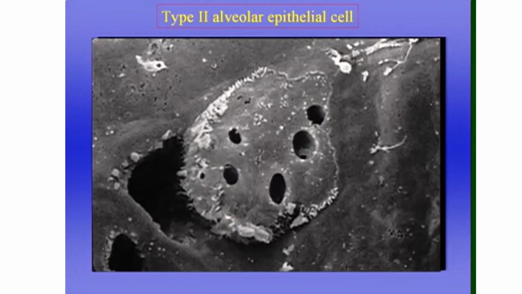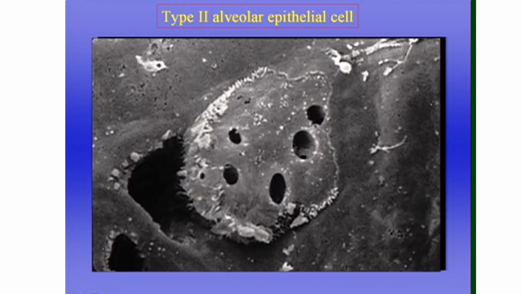Now let's compare that with another kind of alveolar epithelial cell. This is the type 2 alveolar epithelial cell. It's quite different, as you can see. First of all, its shape is quite different. It's got a sort of globular shape here. It's got a ring of microvilli, little hair-like structures around the edge, a bit like the tonsure of a medieval monk.